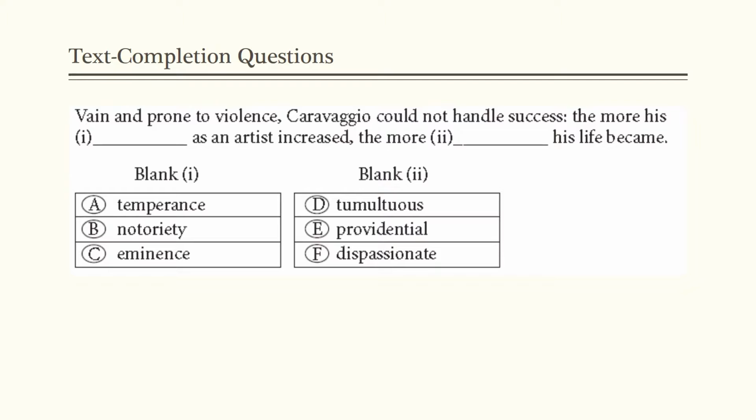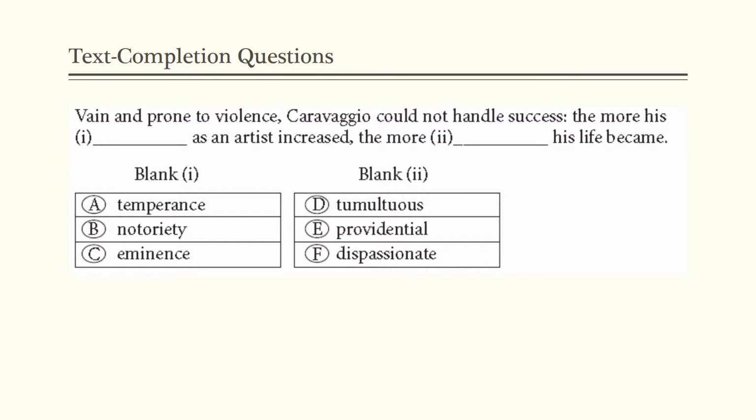Now let's try to attempt this question. Vain and prone to violence, Caravaggio could not handle success. The more his blank as an artist increased, the more blank his life became. Now what follows the colon sign must explain what precedes it. And judging by the first part of the sentence, we can predict that the second part of the sentence might say that as Caravaggio became more successful, his life got more out of control.